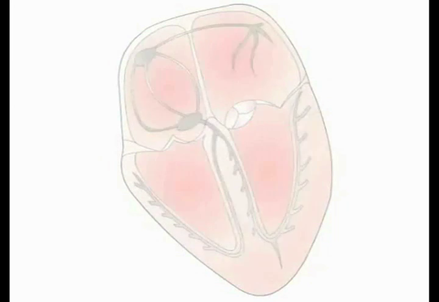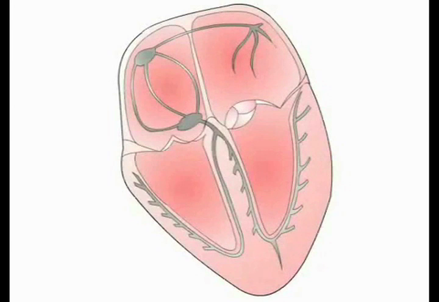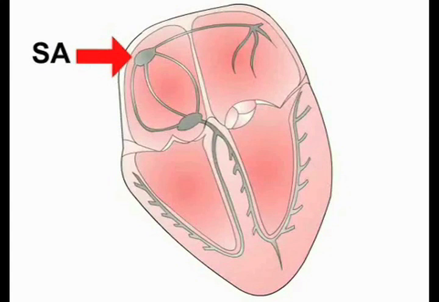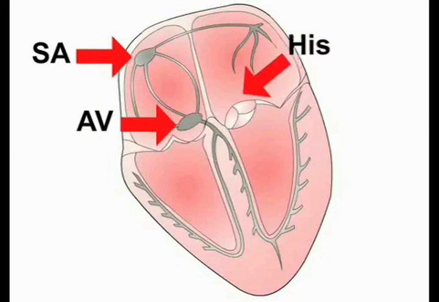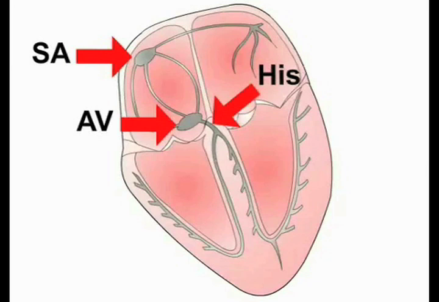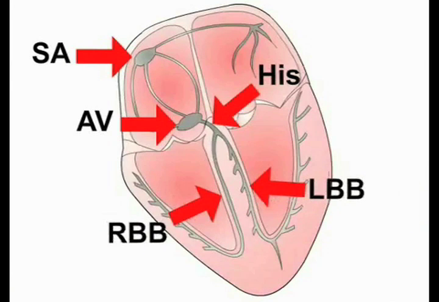You will remember from anatomy that the main components of the conducting system are the sinoatrial or SA node, situated near the entry of the superior vena cava into the right atrium, and the atrioventricular or AV node leading into the bundle of His, which then divides into the right and left bundle branches in the interventricular septum.